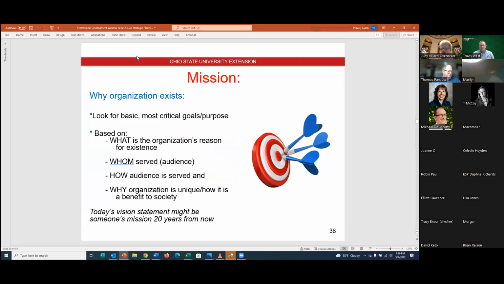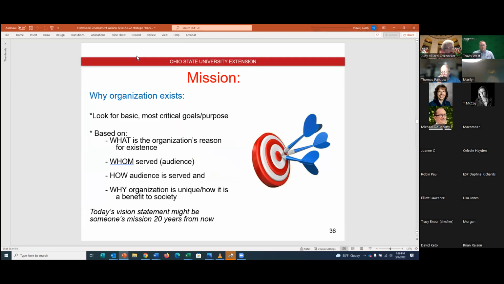Part of this strategic planning process is based on the mission, vision, and values. And I mentioned that earlier. So now we're going to talk a little bit about what I did with these master gardeners in terms of working on their mission, vision, and values. Part of this is looking for the basic, most critical goals and purpose. Why do we exist? Do we need to have this group?